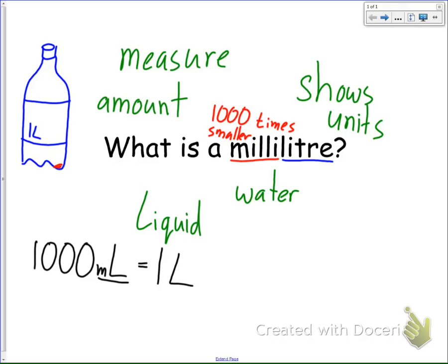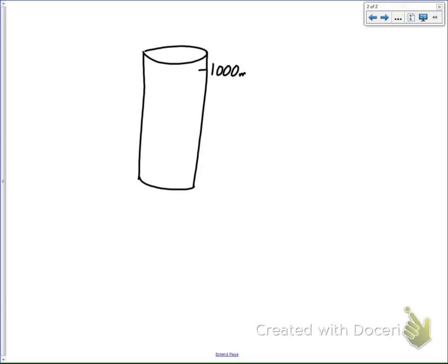Excellent. Now, I'm going to give you a question for the day. In your books, there is going to be a jar. I'll just give you an example now. At the top, there will be 1,000 millilitres. That's a measuring cup.